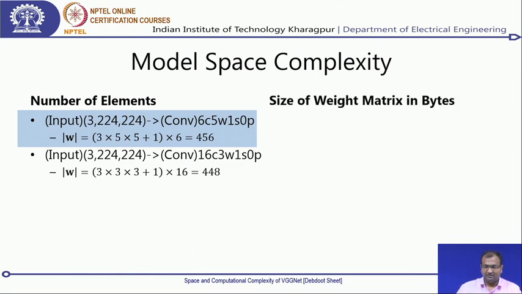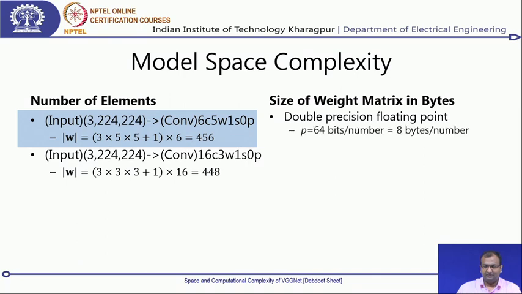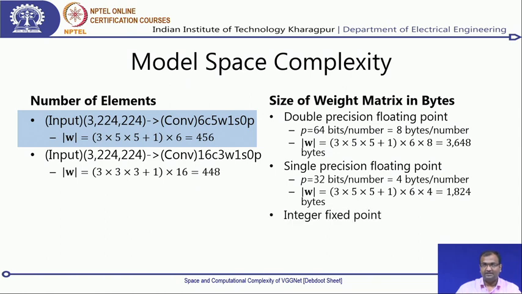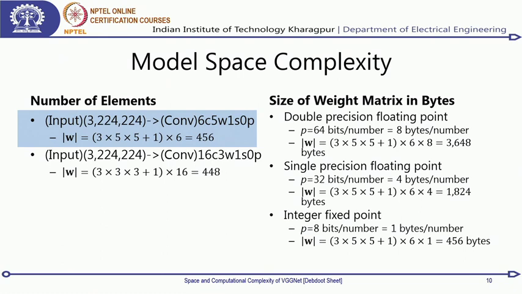Now, let us look at the precision of this number system and how it impacts this. That is pretty simple. In the earlier case we saw that with a double precision number system you have 8 bytes per number, and going by this logic we will have 3.65 kilobytes. If I change to a single precision number system, I use 1.8 kilobytes for storing these weights. If I go down to integer or character precision, which is 1 byte per number, that comes down to 456 bytes, roughly 0.45 kilobytes.